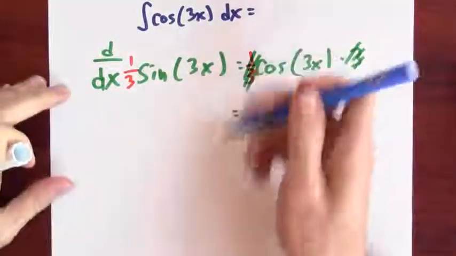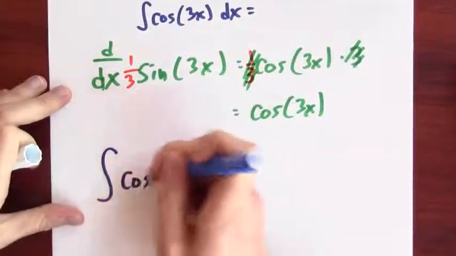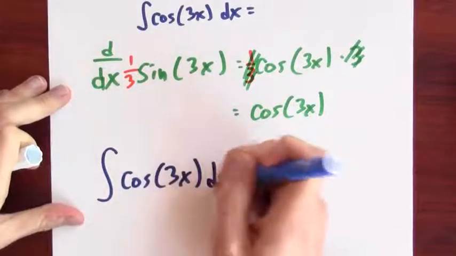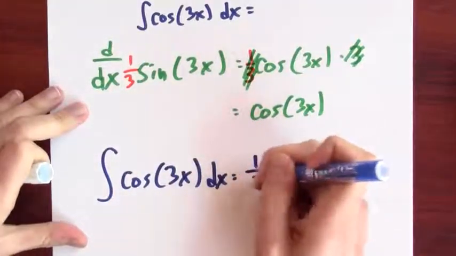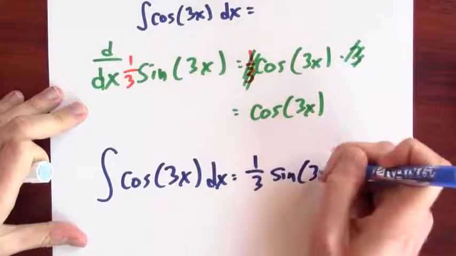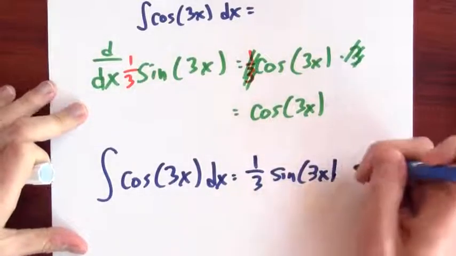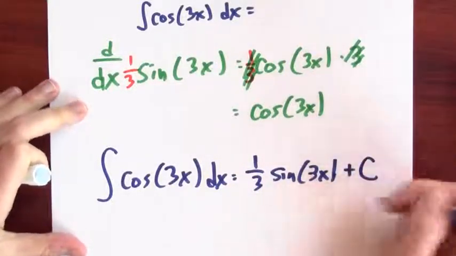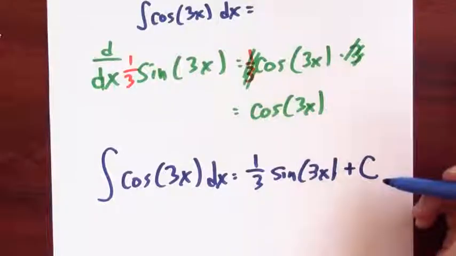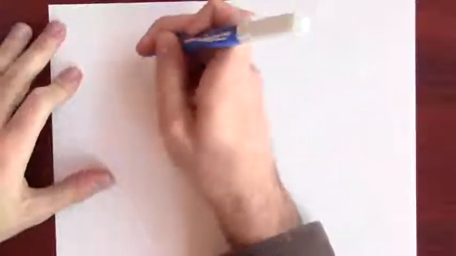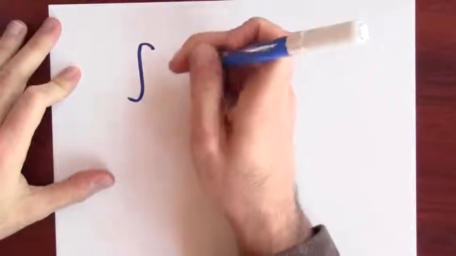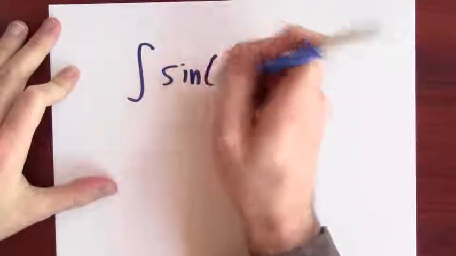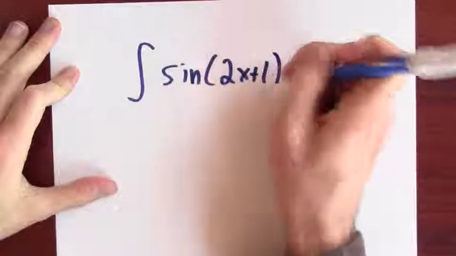So I can summarize this by saying that an antiderivative for cosine 3x is 1/3 sine 3x, and then to get any other antiderivative, I just add some locally constant function c. Well, that worked out. Let's try to do a slightly harder example. Let's try to antidifferentiate, say, sine of 2x plus 1.